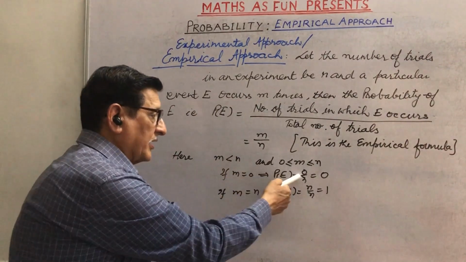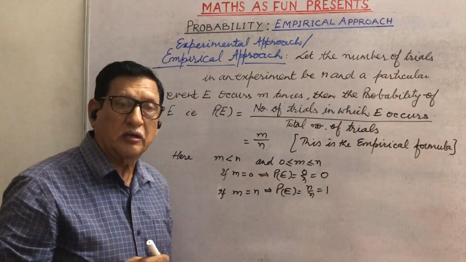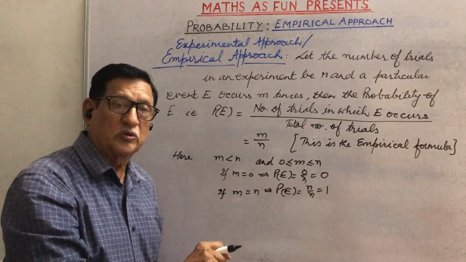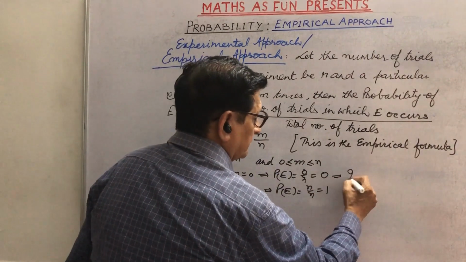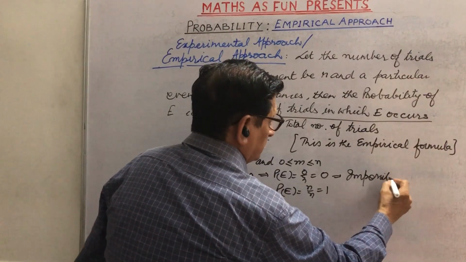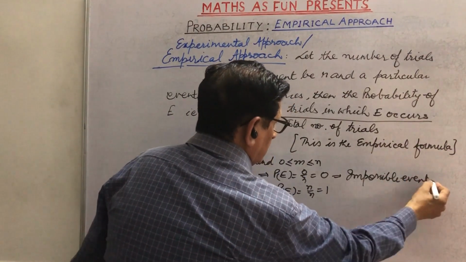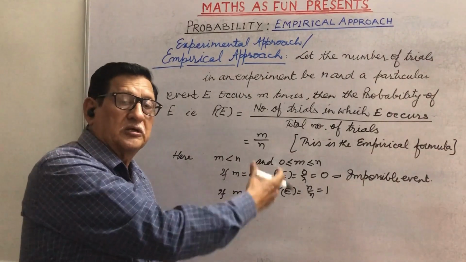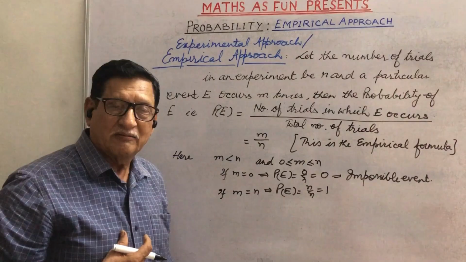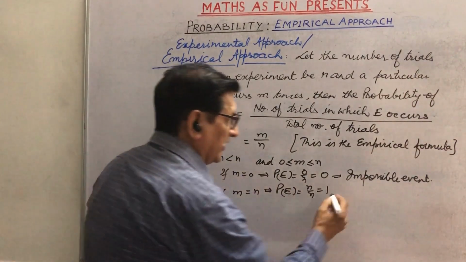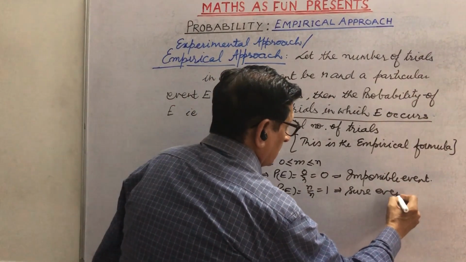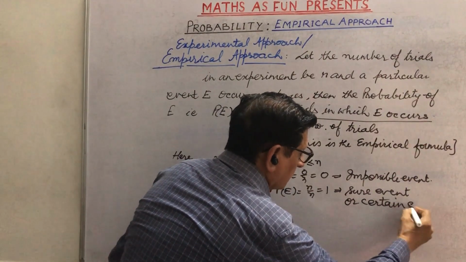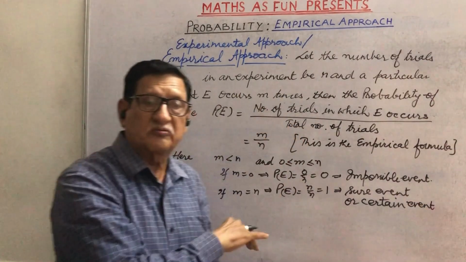Now, when this particular event is not occurring even a single time, then the probability is 0, and this type of event is known as the impossible event. We have already learned it in the previous video. In the same way, when the probability is 1, it means all the trials result in E only. All the times E is happening, it means that is a sure event or certain event. This also we have learned earlier.